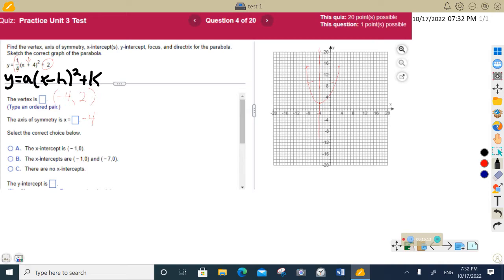It wants to know the x-intercept. That's where it crosses the x-axis. You will notice it never crosses this axis, so there are no x-intercepts. All right. The next part, it wants the y-intercept. And hopefully you got this, because I'm going to have to pause and open another screen.